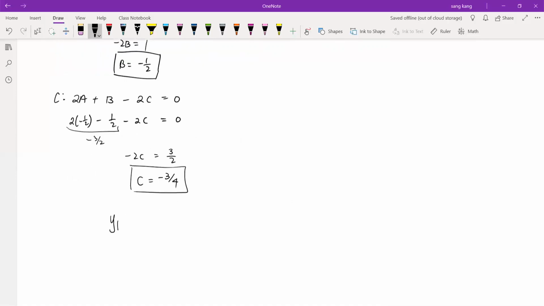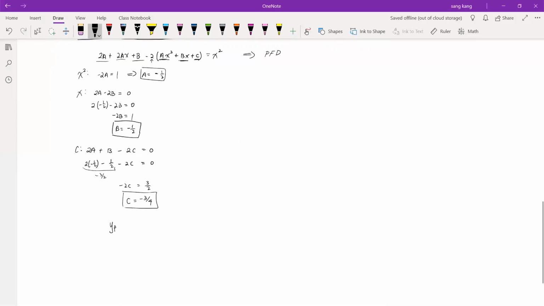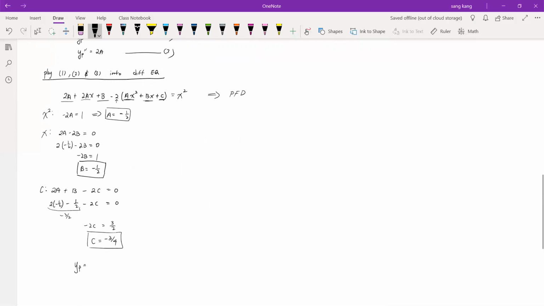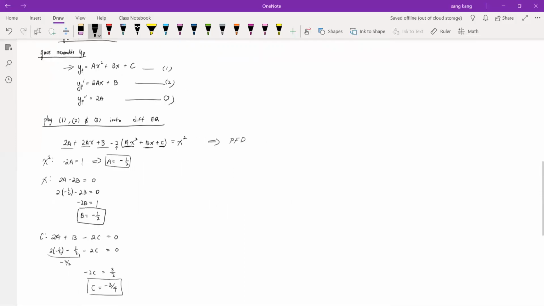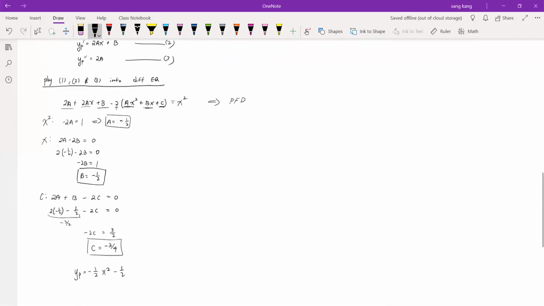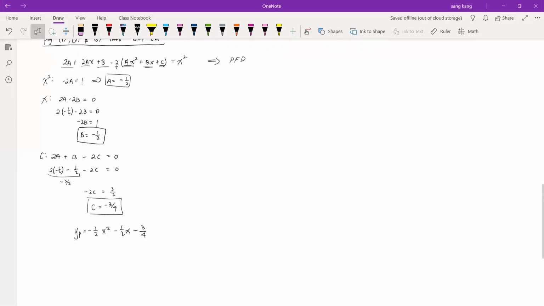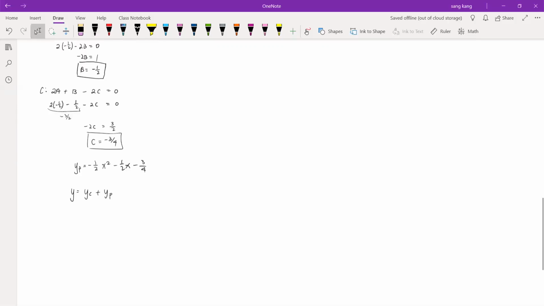So this is -1/2 x squared minus 1/2 x minus 3/4 or minus c. So there's our particular solution. And now our general solution is going to be our complementary plus our particular, right? So we sum those up.